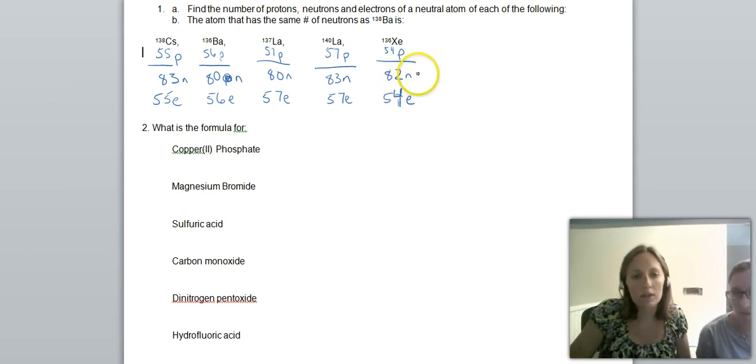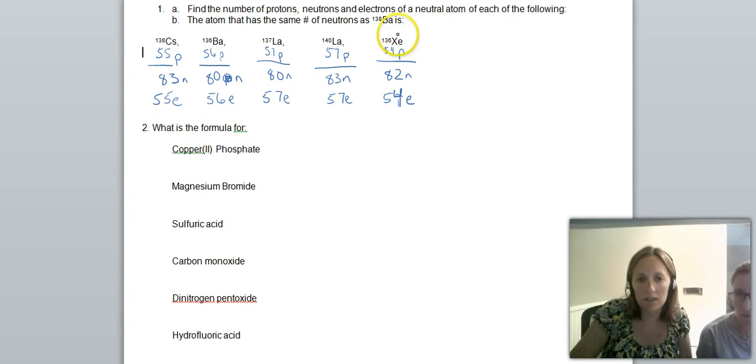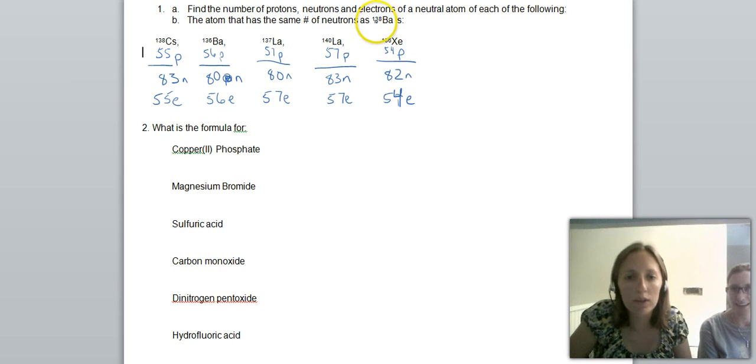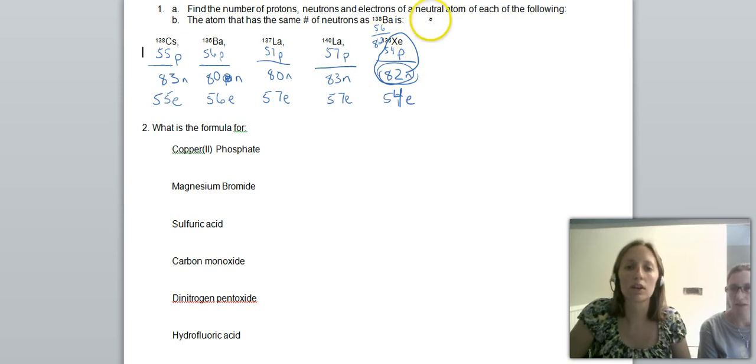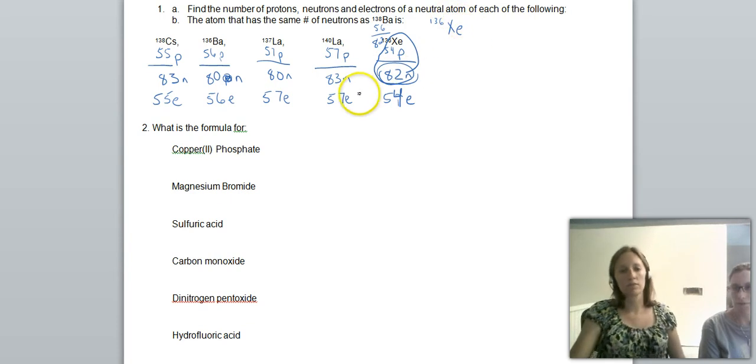All right, the atom that has the same number of neutrons as 138 barium. I have to do that one too. Barium has 56. None of them. Oh, yeah, no, this one is this one, because that's 82 neutrons, 82 neutrons. So the answer is xenon 136. All right.